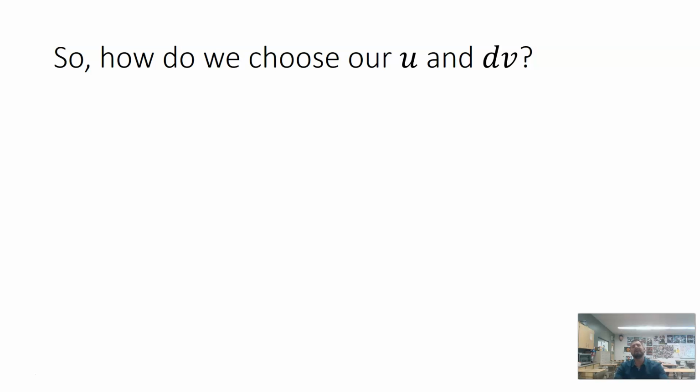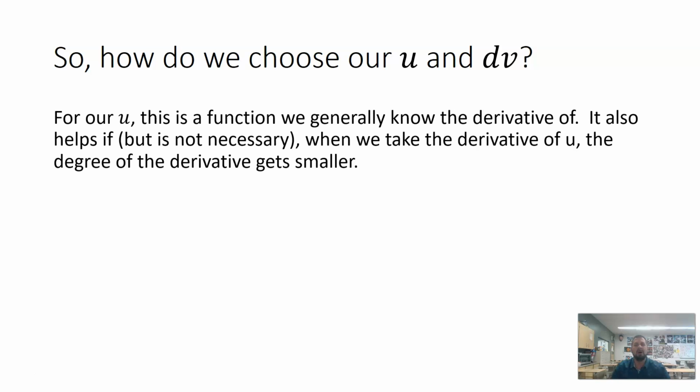So here's how we choose those. When we look for our U, we know the derivative of that. Now, we know the derivative of most functions, so that's not that big of a deal. But if I know the derivative of something, we're going to have to take the derivative of it. I'll explain why in just a second. It also helps that when we choose our U, and again, we haven't looked at examples yet, so it's kind of hard for you to just trust that this is what I'm saying, but when I take the derivative of U, usually you want to be able to use the power rule to take that derivative.